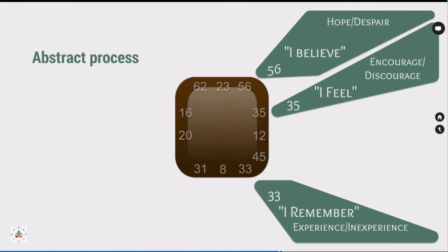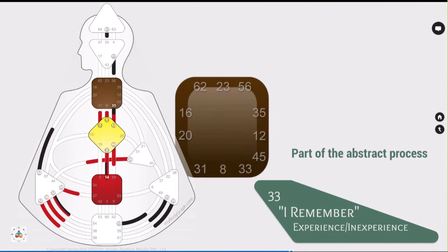Okay. So 33. I remember. We have I remember or I don't remember. It's the third member of our abstract, this voice of I remember. So from the perspective of the abstract process, we see I remember this experience or this inexperience. So this voice of having the secret or not having the secret, holding the secret, having that revelation. Remember, retreat, in order to process. So it's about assessing experience or inexperience.